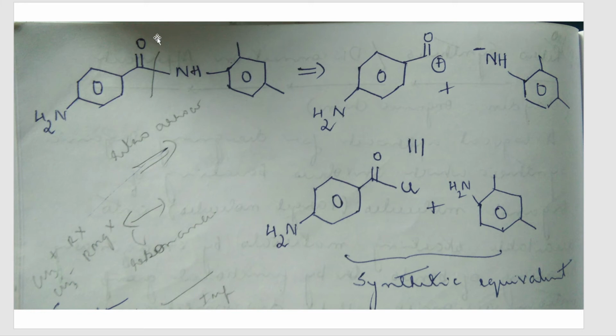So disconnect at such a site that the reverse reaction will be feasible and workable. Then what you will get are cations and anions, which are nothing but your synthons. And then how those synthons actually exist in molecular form is the synthetic equivalent. Now here you can add some atom, and here also you add. Now see, just check, go in the reverse manner and check.